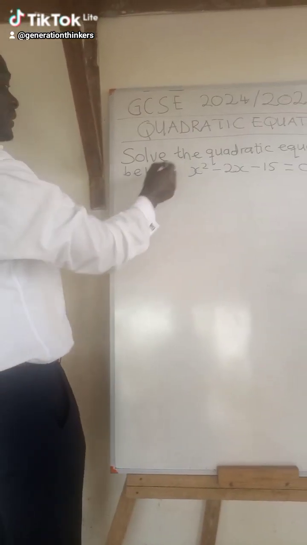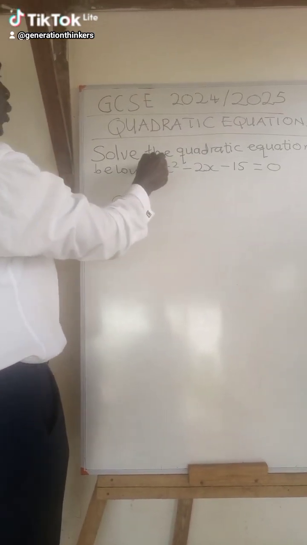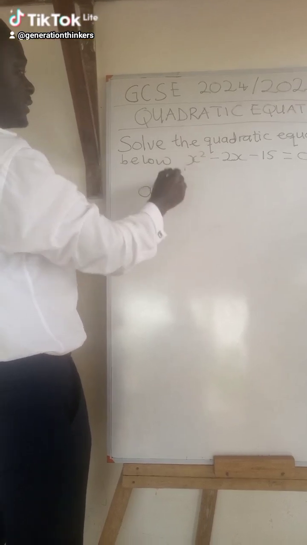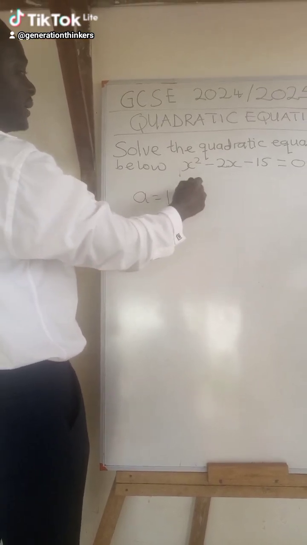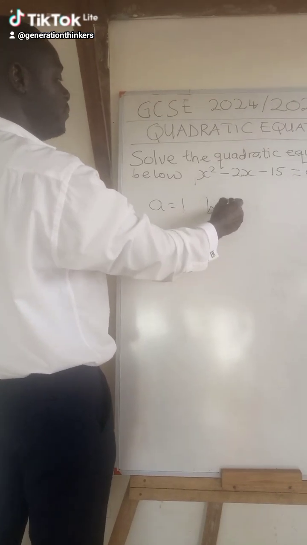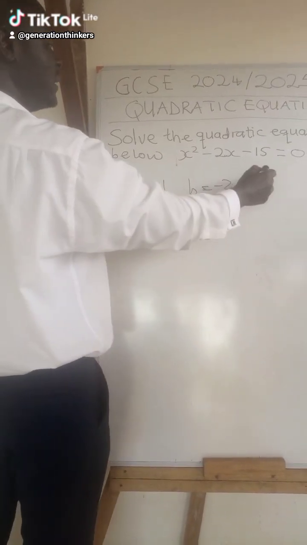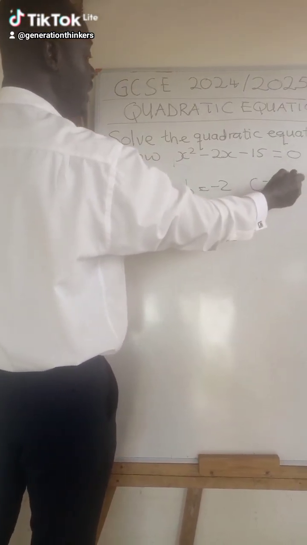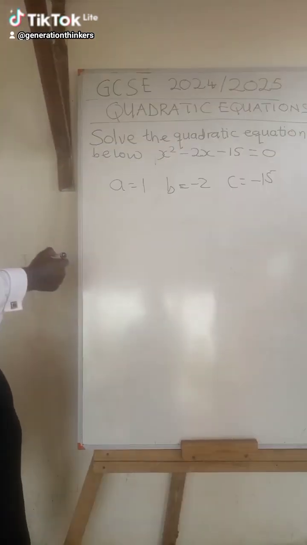You can see that the coefficient of x squared is 1, so a will give us 1. Then b is the coefficient of the x here, so b will give us negative 2. Then c will give us negative 15.